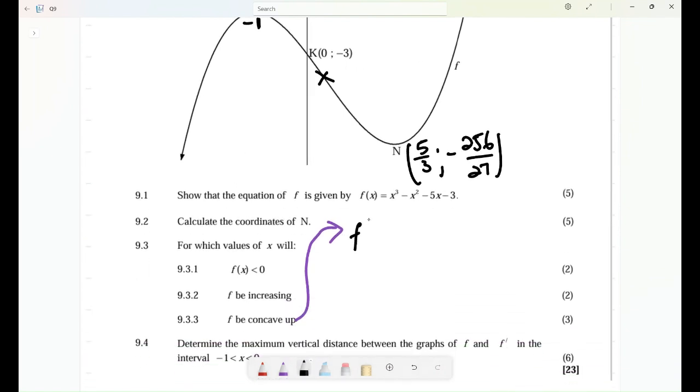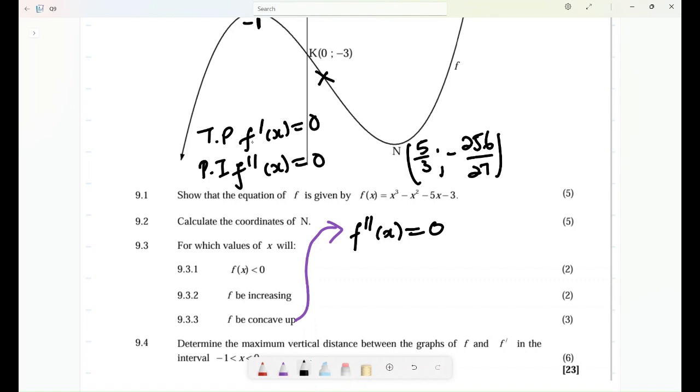You're going to double derive. It is equal to 0. Remember, for a turning point, you say f prime x is equal to 0. But for a point of inflection, the second derivative should equal 0. All right? So let's find the coordinate of the point of inflection. For concavity, we only need the x coordinate here.